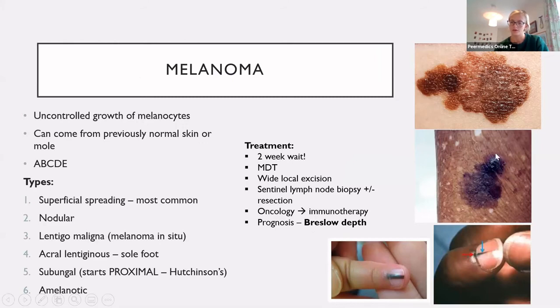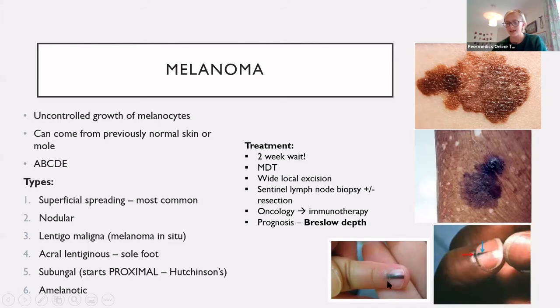So that's that type. In skin of colour, actually the most common subtypes are subungual melanoma. So they're actually more commonly on non-sun exposed sites in skin of colour. So those are paler areas like palms of your hands, soles of your feet. So that's your acral lentiginous, sole of your foot one. Really commonly misdiagnosed as foot warts or something like that. So it's often diagnosed quite late in skin of colour, which is sad, but hopefully we'll get more aware of that. And subungual as well.